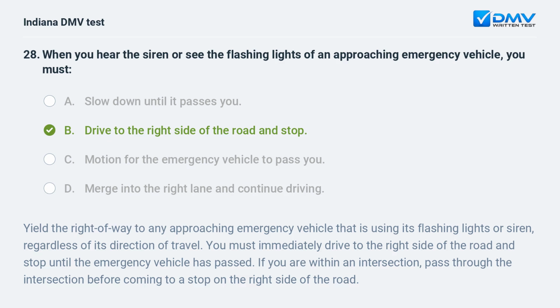Yield the right-of-way to any approaching emergency vehicle that is using its flashing lights or siren, regardless of its direction of travel. You must immediately drive to the right side of the road and stop until the emergency vehicle has passed. If you are within an intersection, pass through the intersection before coming to a stop on the right side of the road.